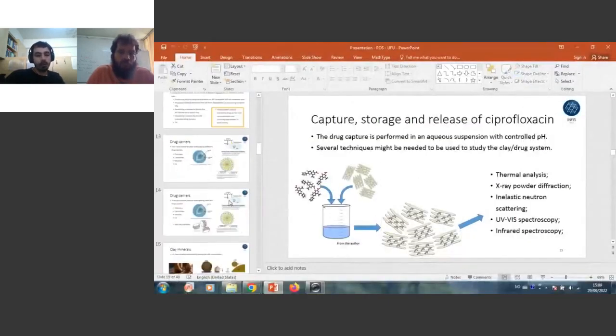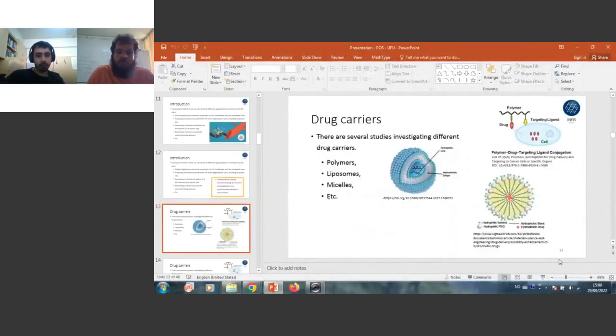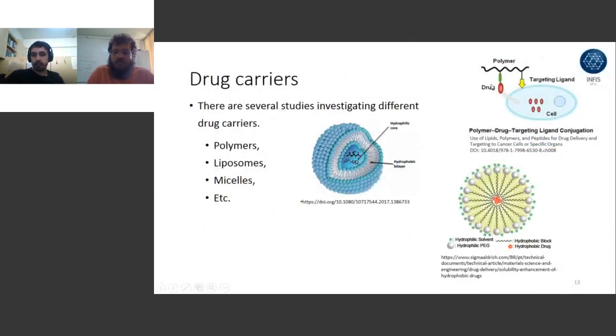And another approach that is sometimes used is shown in this figure here. Sometimes you can use a polymer as a drug carrier. You can connect the drug to this polymer, using some methods to do that. And this polymer will also have a specific targeting ligand that can connect, for example, to some protein that can connect to some cell. So with this ligand, the polymer will be fixed in a specific region of the body, and then the drug will be released there. So we can have this kind of approach.